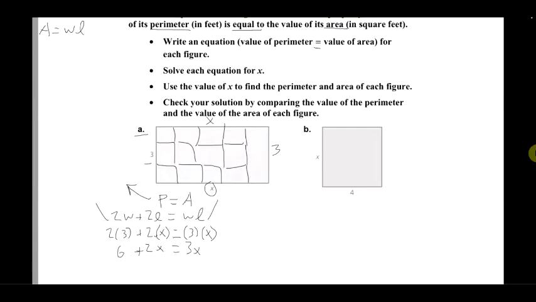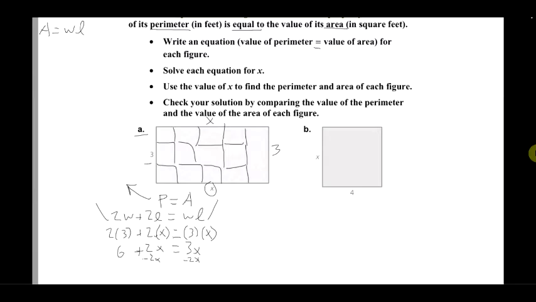So which side has more? Well, on the left side, we have 2x. On the right side, we have 3x. There are more x's on the right side. So let's subtract 2x from each side. So minus 2x and minus 2x.